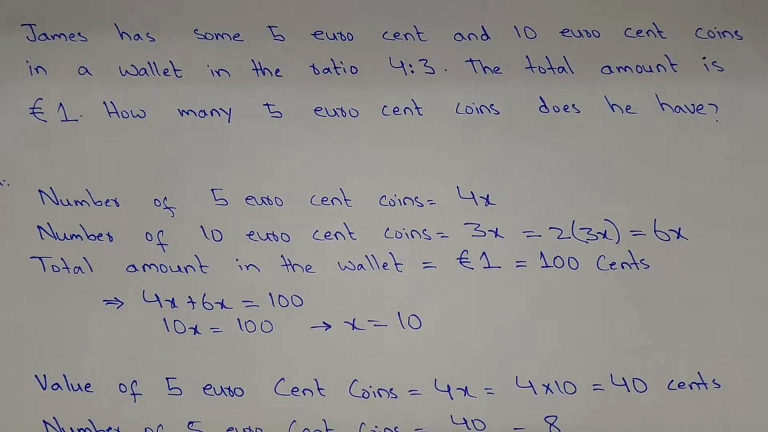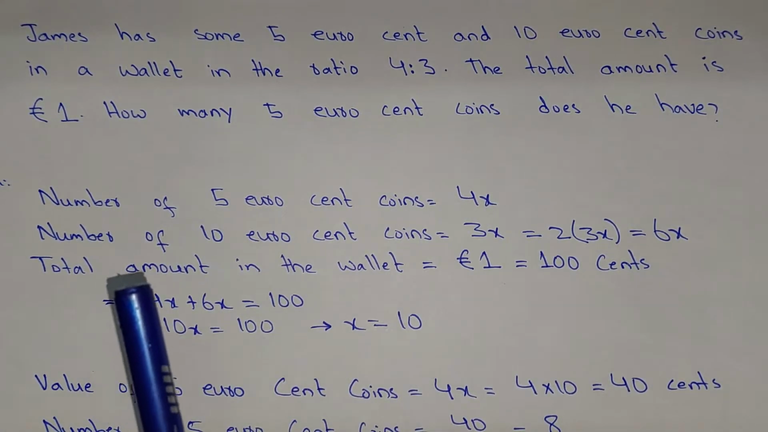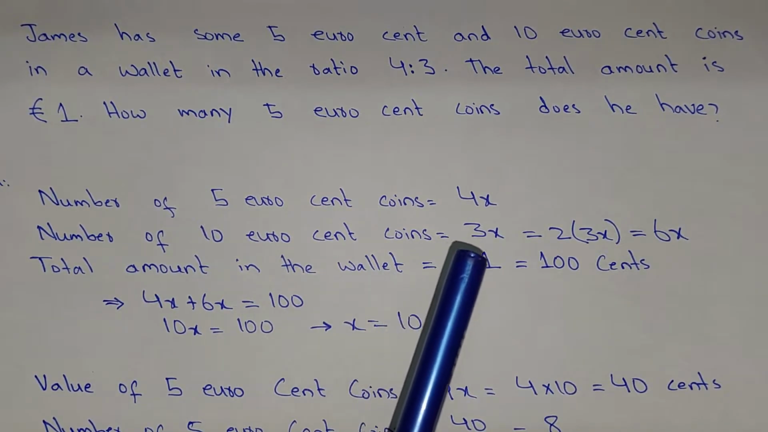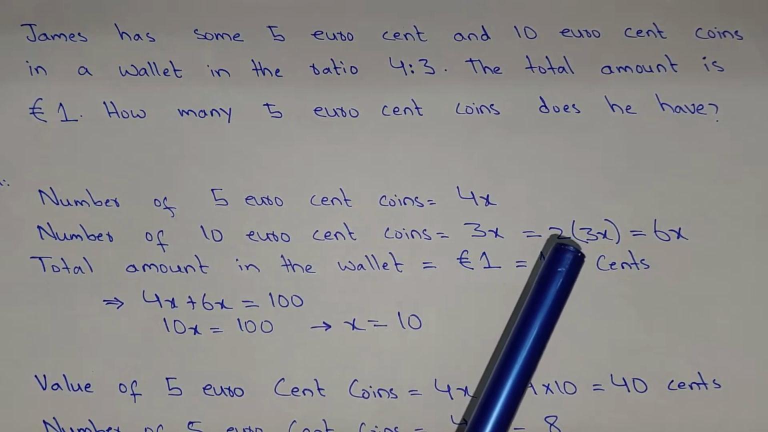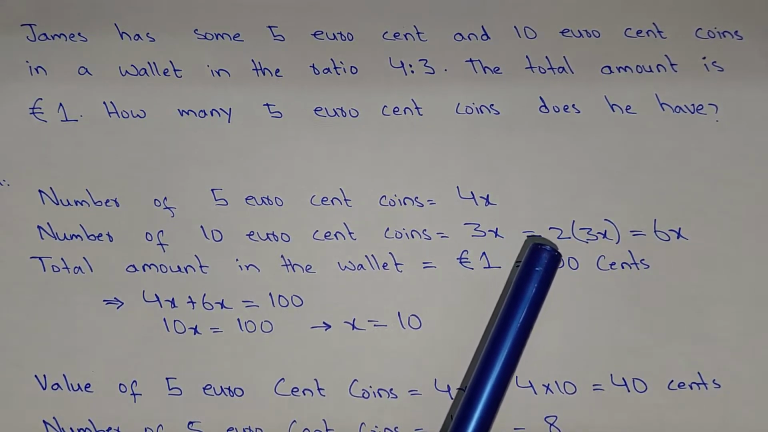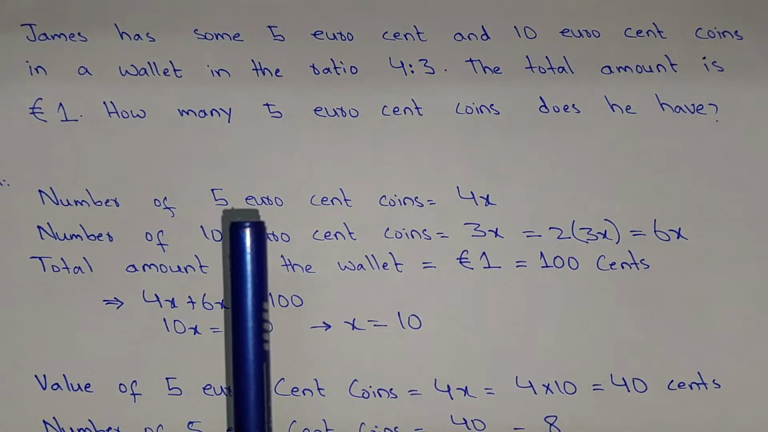Now, according to the statement, the number of 5 euro cent coins is equal to 4x and the number of 10 euro cent coins is equal to 3x. We will multiply 3x with 2, that will be 6x. We are multiplying it with 2 because we know that the value of 10 euro cent coins is twice of 5 euro cent coins.